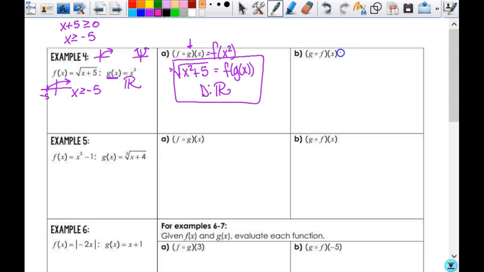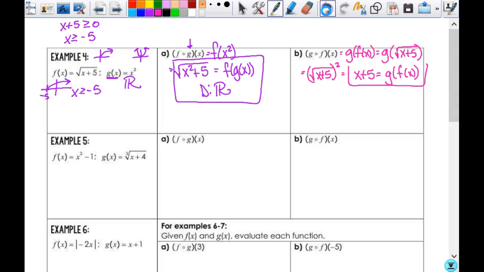So then I find g of f of x. So g of f of x equals g of the square root of x plus 5. So I substitute that in, and I get the square root of x plus 5 squared. What's the square root of x plus 5 squared? X plus 5. So this is x plus 5, but that is g of f of x. Oops, I don't guess I want to box that yet.